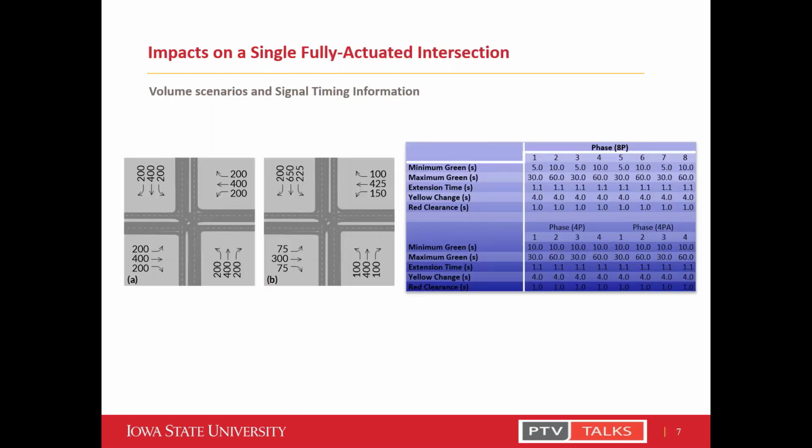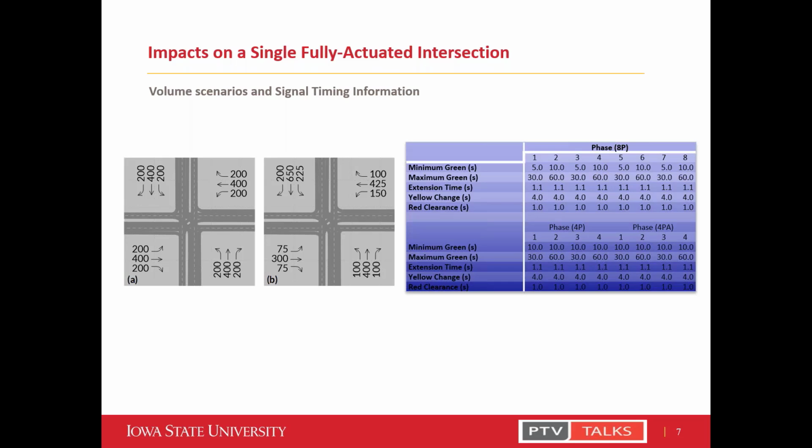The first experiment that we conducted is a single fully actuated intersection. For this experiment, we created a simulation model of a single intersection in vSTEAM with two volume scenarios, as shown here. The signal timing information for 8-phase and 4-phase controls is also shown here.